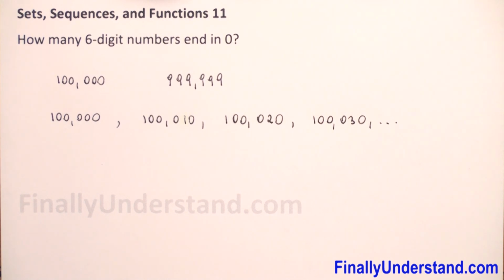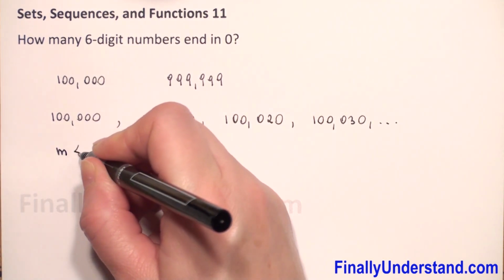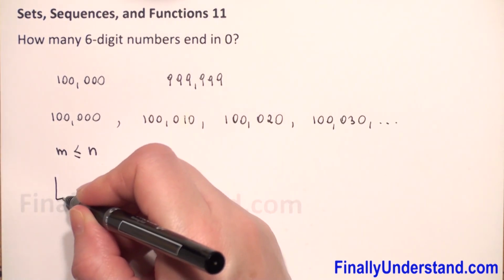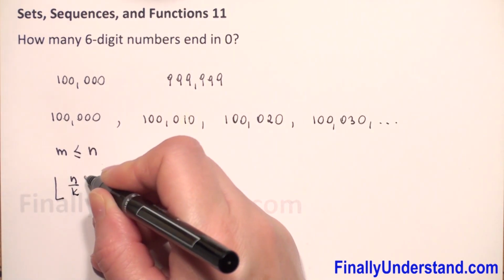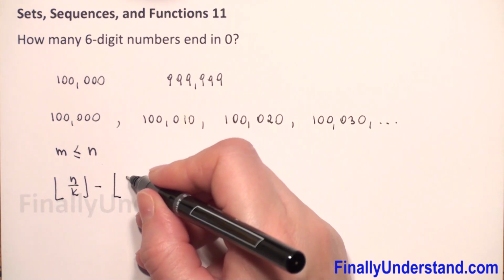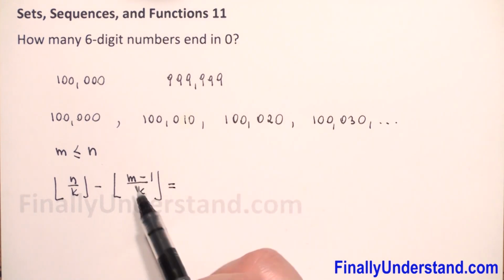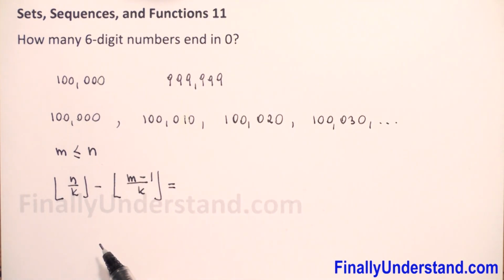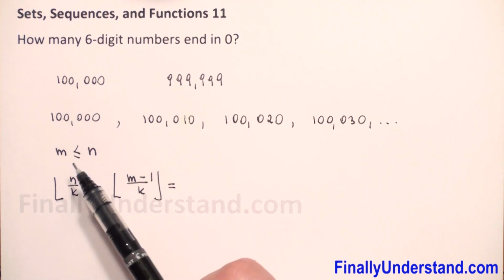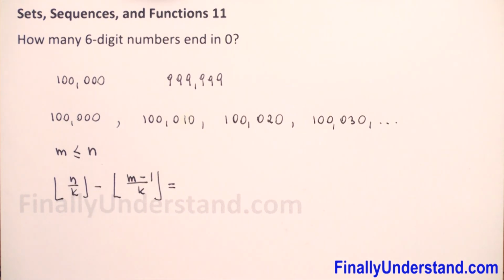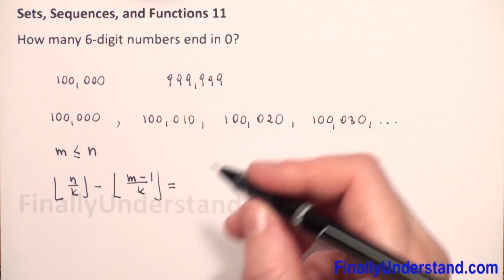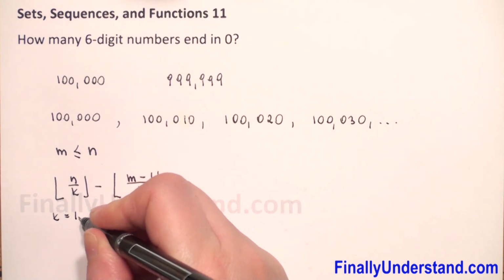So we can use a formula to find how many multiples of k are between m and n, where m is less than or equal to n: the floor of n over k minus the floor of (m minus 1) over k. This is the formula to find how many multiples of k are between m and n. In our case, we have multiples of 10, so k is equal to 10.